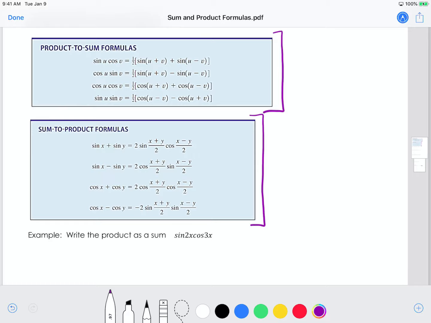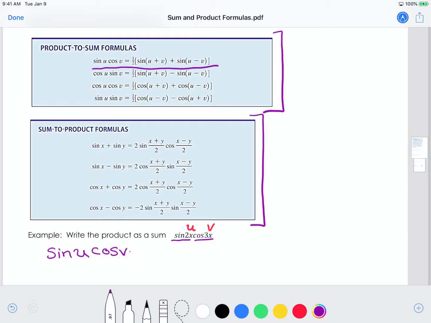Okay, so the first example says write the product as a sum. So it's written as a product. We have sine of an angle times cosine of an angle. So I want to think of that 2x as u and that 3x as v. And I want to look above and find a formula where I have sine of u times cosine v. So if I look above, the very first formula here is sine u cosine v.